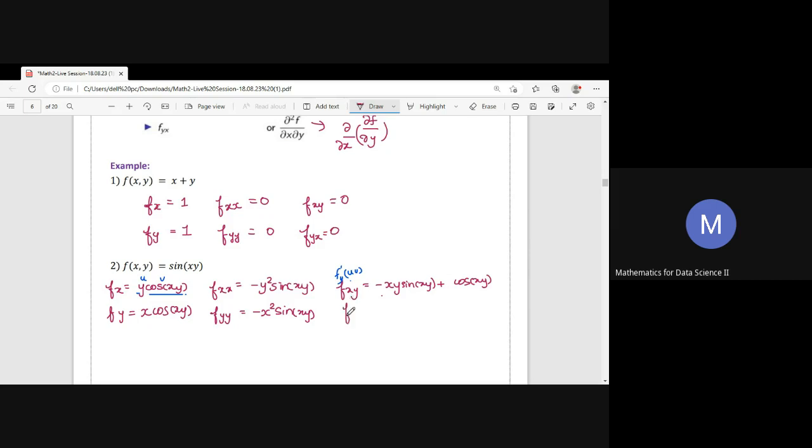And what about fyx? Again, it is similar, right? You have to use the same UV technique. Minus xy sine xy plus cos xy. Okay, fine.